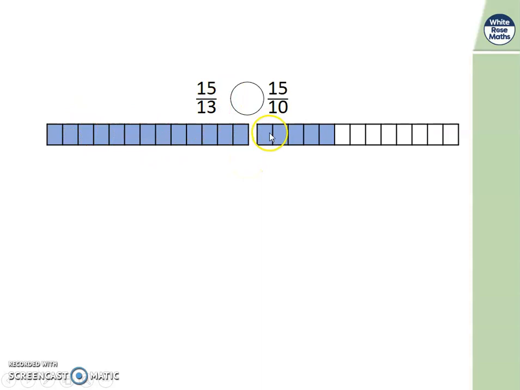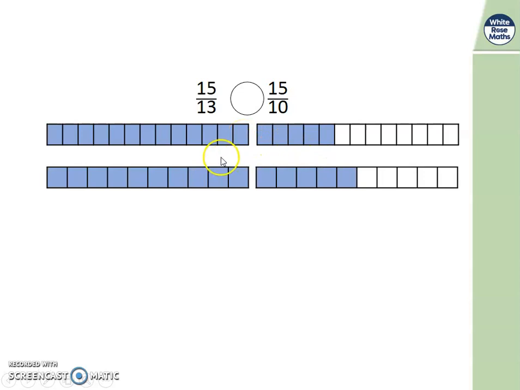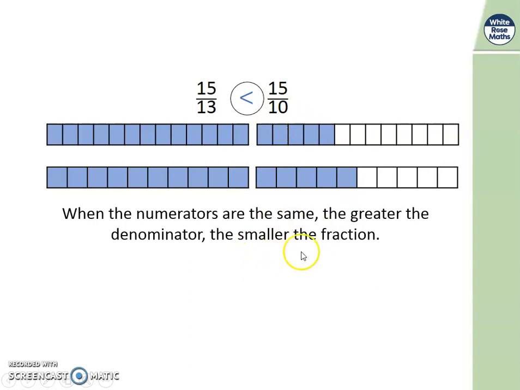Here we have 13 13ths, and here we have 15 13ths altogether, and here we have 15 tenths. And we can clearly see that 15 tenths is greater than the 15 13ths. Remember, if the numerator is the same, the denominator tells us that these parts are smaller pieces, and we can see that visually here, those pieces are much smaller, whereas the tenths take up much more space. When the numerators are the same, the greater the denominator, the smaller the fraction.